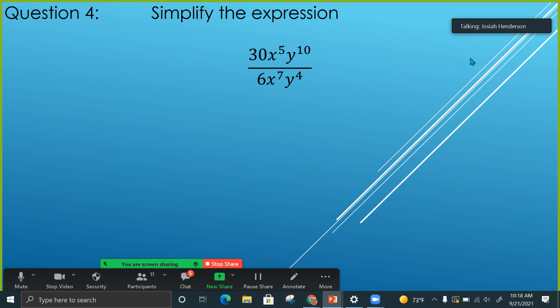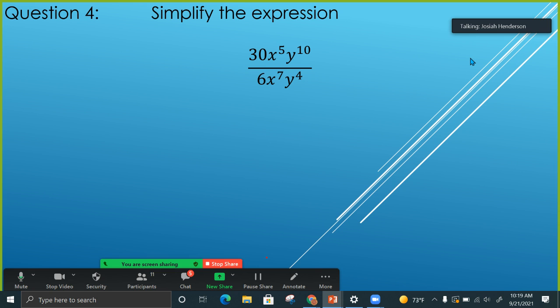Remember, we've got whole numbers, the coefficients, that's the 30 and the 6. We've got the x's, and we've got the y's. When I look at a problem like this, I think about it in 3 parts. I want to deal with the coefficients, deal with the first variable x, and then the second variable y.